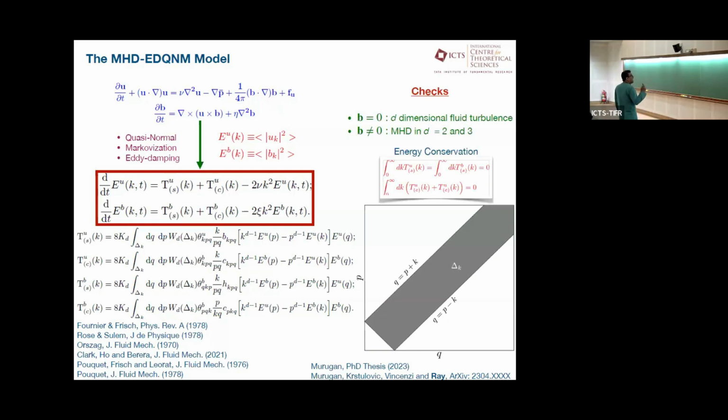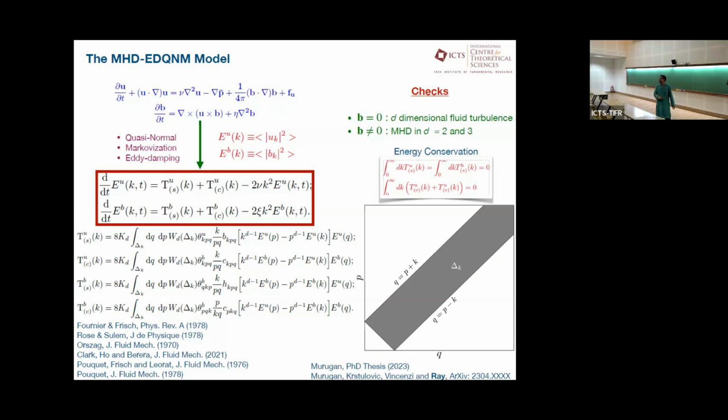All right, so those of you who are interested in the derivation, we can do this after the talk. And just as a consistency check, we made sure that when the magnetic field is set to 0, this obeys really d-dimensional fluid turbulence, something which was introduced many years ago by Fournier and Frisch, and others have worked on it in the past.